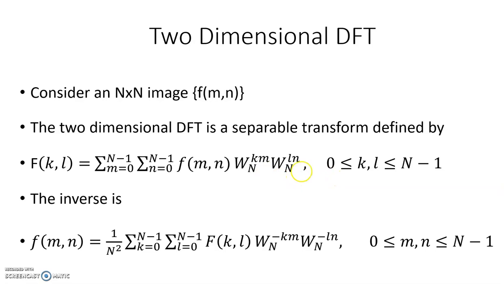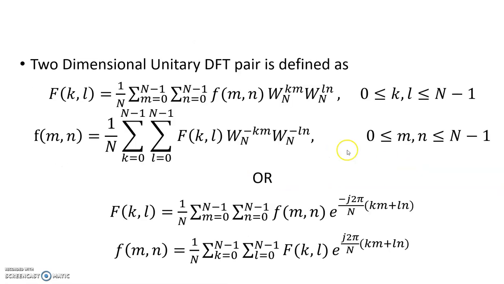So we can move to the next slide. So when you consider the case of a two-dimensional unitary transform, only difference in the expression is I have a term 1 by N outside for both the expressions, both the equations. So here I have a term 1 by N outside, here I have a 1 by N outside. All other equations are the same.